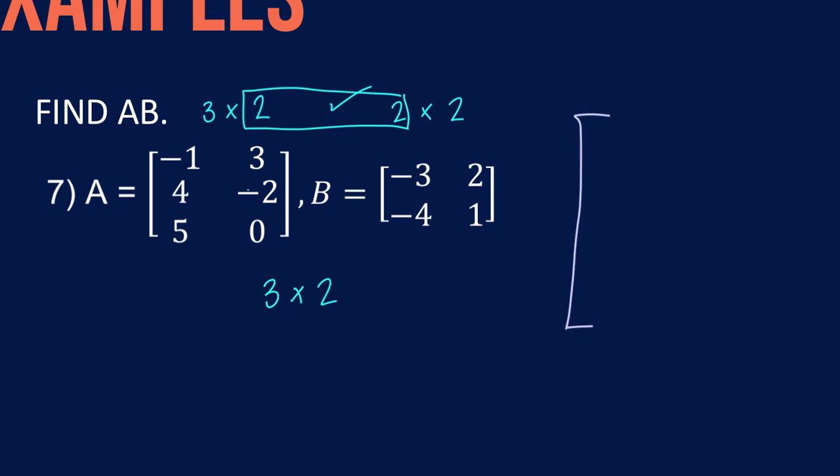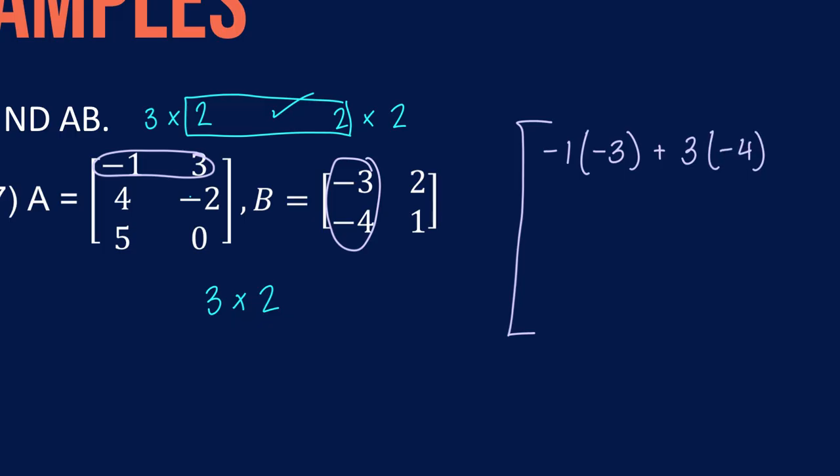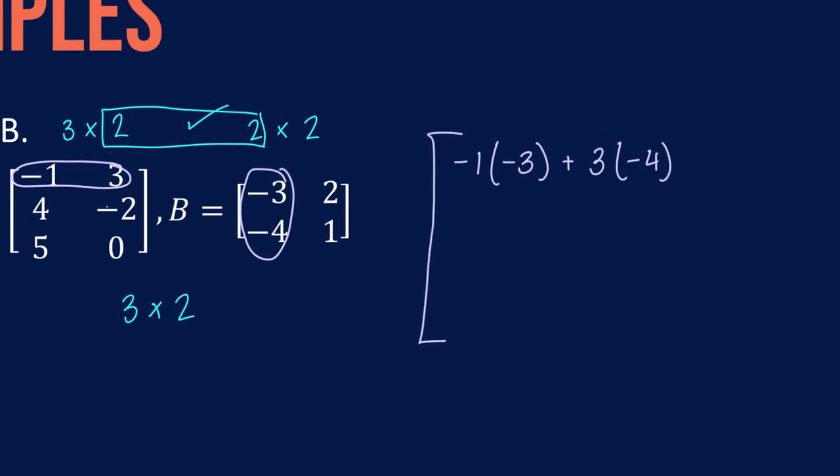And following the pattern, doing my row first, then going to my column. So this one with my column, I'm gonna have -1 times -3 plus 3 times -4. Okay, that is one column. I did my row, I did my one column. Now I have to go ahead and do the next one.